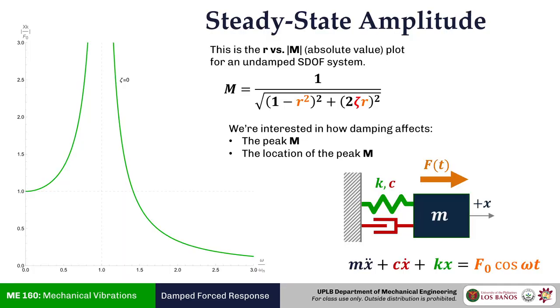So, one way to think about the magnification plot is para siyang analog or parang representation of what the amplitude plot could be for every forcing frequency. So, when you see the graph, yung vertical axis niya is kind of analogous to the intensity of its vibration. So, ito yung itsura ng undamped system natin.